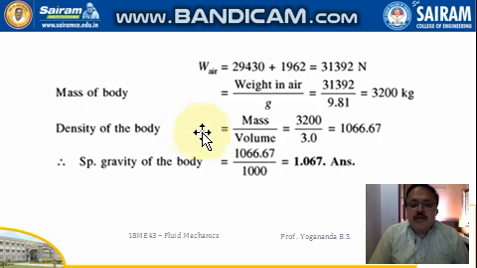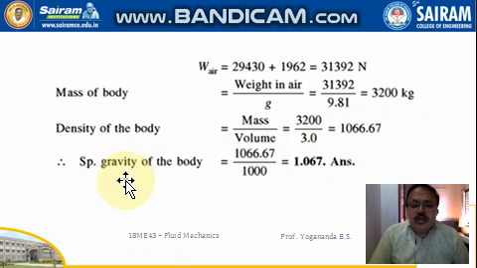Now mass of the body is nothing but weight divided by g. So we know that W is equal to m into g. So weight in air calculated, g is 9.81. So converted to kg, it is 3200 kg. So density of the body is mass by volume. So that is how we are getting density.